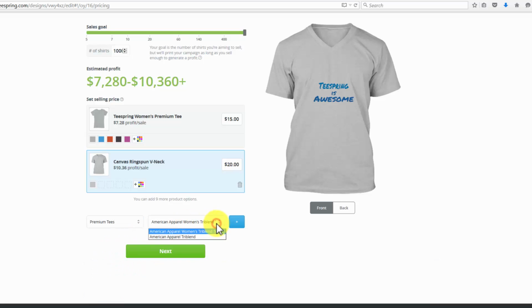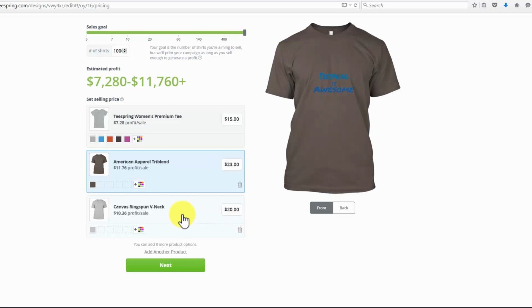Teespring allows you to set your goals and determine when the campaign should go to print. Once your sales goals are met, your campaign is guaranteed to go to print. The higher the goal you set for your campaign, the bigger the profit margin you are likely to gain. Apart from your profit, selling many t-shirts saves Teespring a lot of money since they buy the t-shirts in bulk. Whenever products are bought in bulk, their price is reduced.